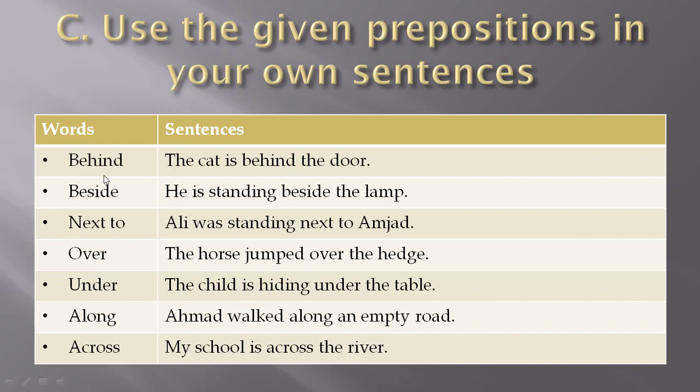Behind. The cat is behind the door. Beside. He is standing beside the lamp. Next to. Ali was standing next to Amjad. Over. The horse jumped over the hedge. Under. The child is hiding under the table. Along. Ahmad walked along an empty road. Across. My school is across the river.